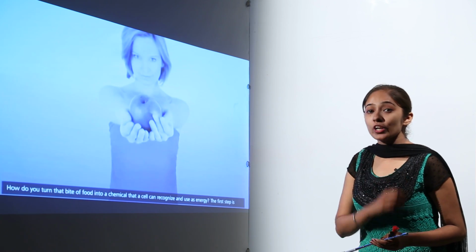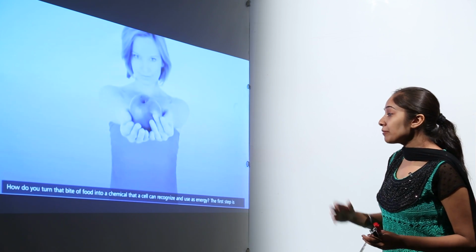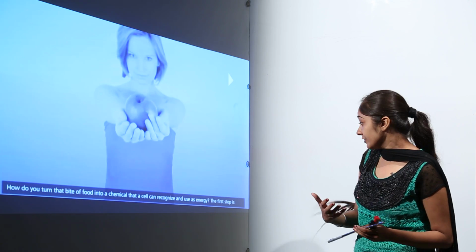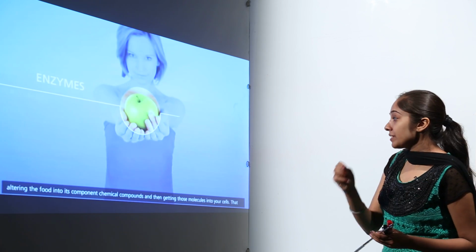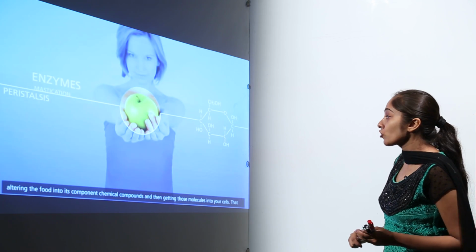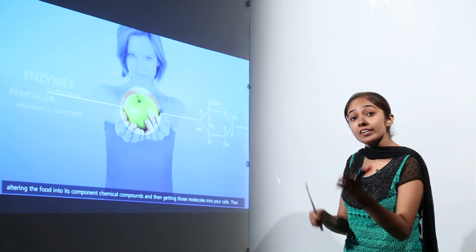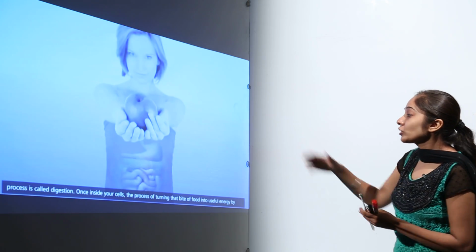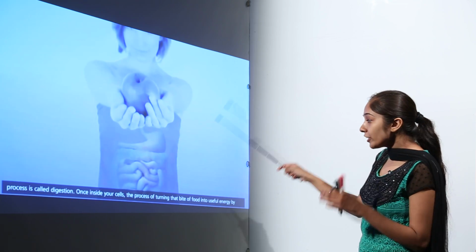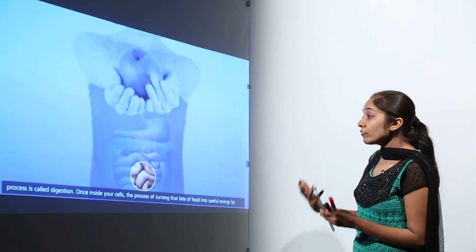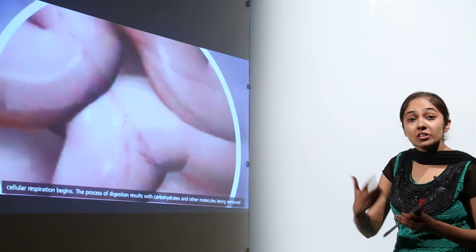Now it's time to recall how you turn that bite of food into a chemical that a cell can recognize and use as energy. The first step is altering the food into its component chemical compounds and then getting those molecules into your cells. This process is known as digestion. Once inside your cells, the process of turning that bite of food into useful energy, by what? By the process of cellular respiration, begins, right?